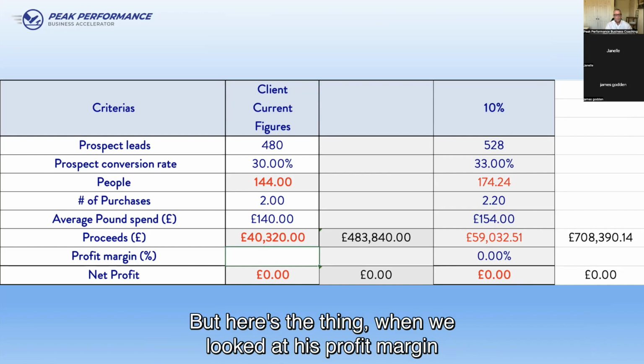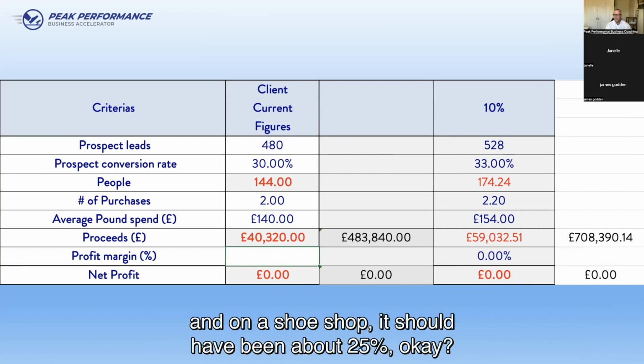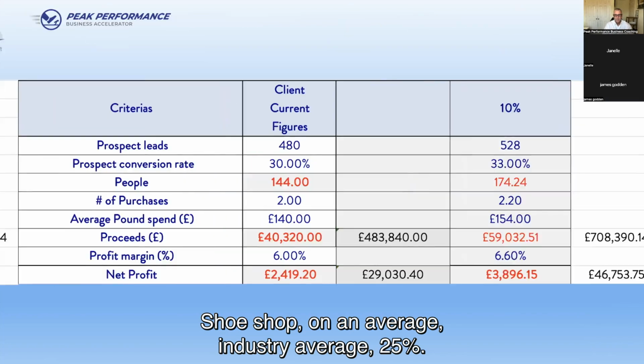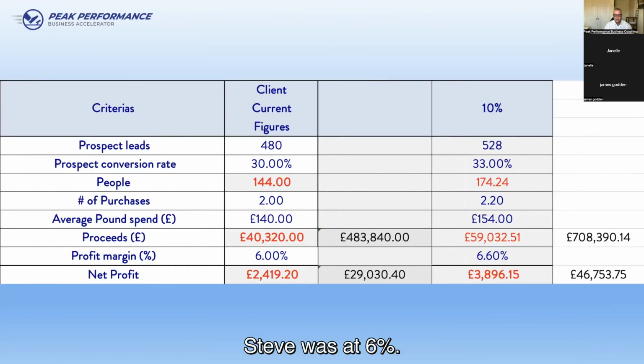But here's the thing. When we looked at his profit margin, and on a shoe shop, it should have been about 25%, okay? Shoe shop, on average, industry average, 25%. Steve was at 6%, 2,400 per month. No wonder he was losing money.